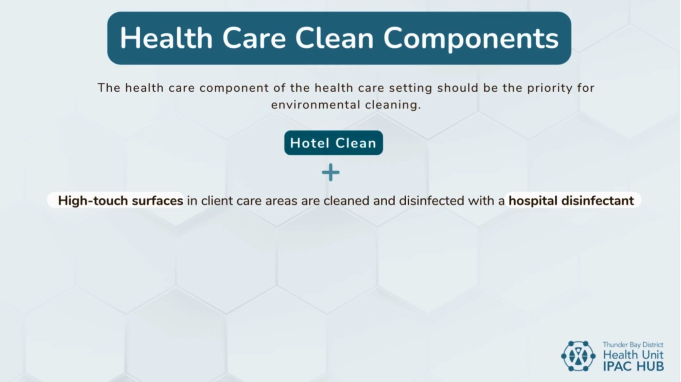High-touch surfaces in client care areas are cleaned and disinfected with a hospital disinfectant. High-touch surface hospital disinfectants commonly used are stronger than hotel or household disinfectants. Commonly used chemicals include ethyl alcohol, isopropyl alcohol, accelerated hydrogen peroxide, iodophores, which are iodine-containing components, phenolic cleaning solutions, which are phenol cleaning solutions, quaternary ammonium compounds, and bleach.